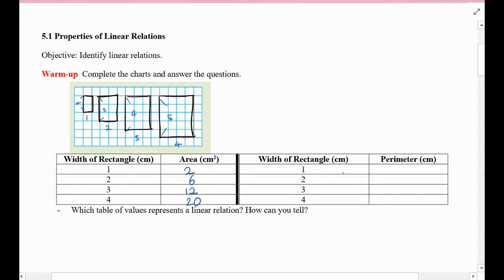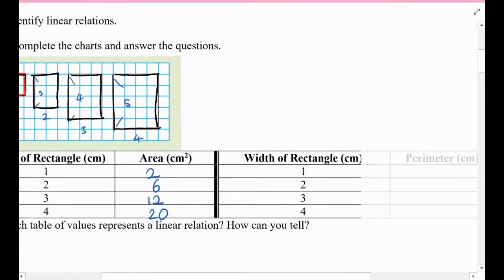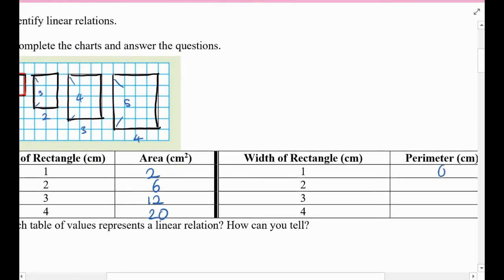And here, width of the rectangle 1, 2, 3, 4, and perimeter of the rectangle. What's perimeter of the rectangle, everyone? The length around the rectangle is the perimeter of the rectangle. So the first one, 2, 2, 1, 1. You have to add them up. 2 plus 2 plus 1 plus 1, which is 6. Right? 6 here.